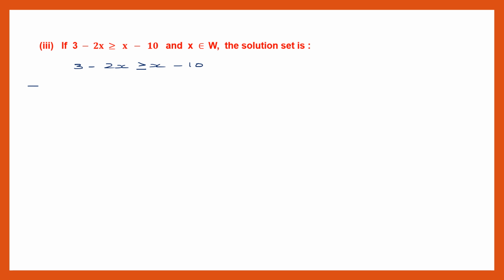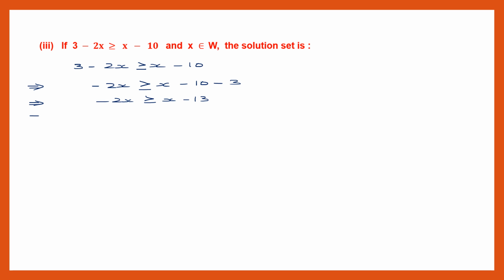So what we're going to do here is use the transposing method this time. So I'm going to leave minus 2x here, and this is greater than or equal to x minus 10, and I'm going to transpose this 3 which is on the other side, plus 3. I'm going to bring it here, it becomes minus 3. So now what do I have? I have minus 2x is greater than or equal to x minus 10 minus 3, which is minus 13.